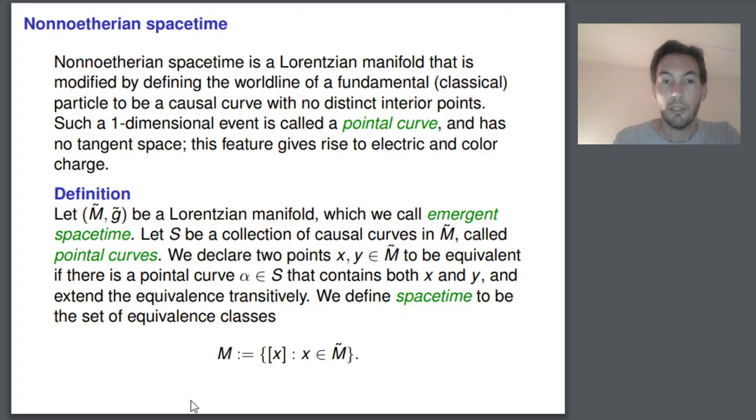Let M tilde be a Lorentzian manifold, which we call emergent spacetime. Let S be a collection of causal curves in M tilde called pointal curves. We declare two points, x and y, to be equivalent if there is a pointal curve that contains them, and extend the equivalence transitively. We define spacetime to be the set of equivalence classes and denote this by M.